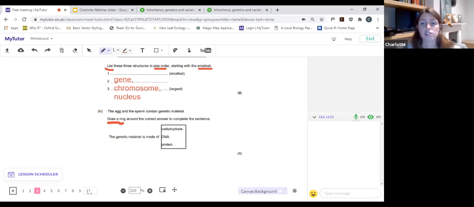Answer to this one. Draw a ring around the correct answer to complete the sentence. The genetic material is made of DNA. The correct answer there, so we draw a ring around DNA. Well done, everyone. So remember, genetic material is made up of chromosomes, which contain genes, which contain nucleotides. We can carry on through that.